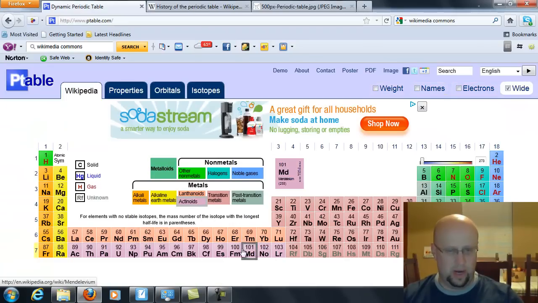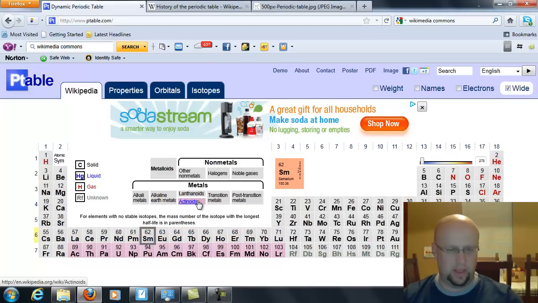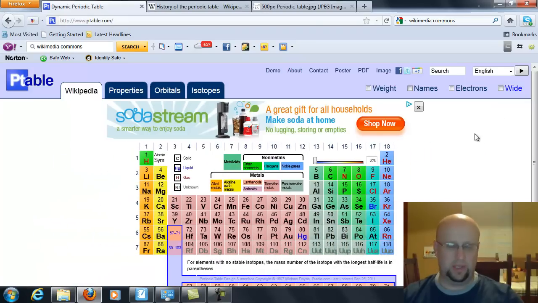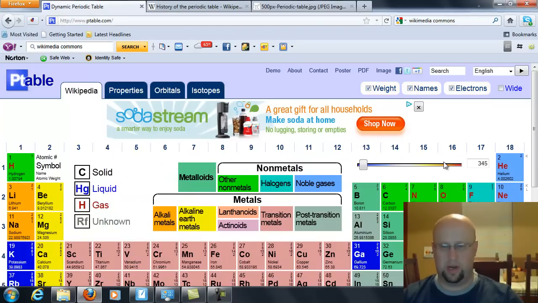Right in there. This row then are the lanthanoids, and then the actinoids. We don't usually put them there because it makes the table really wide. You can't really see everything, so we like to spread it back out.